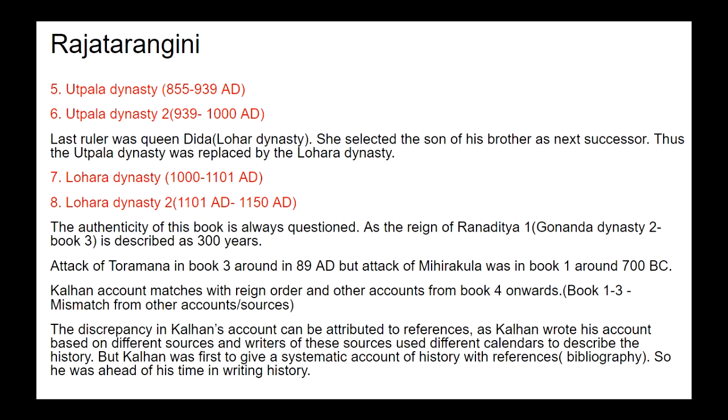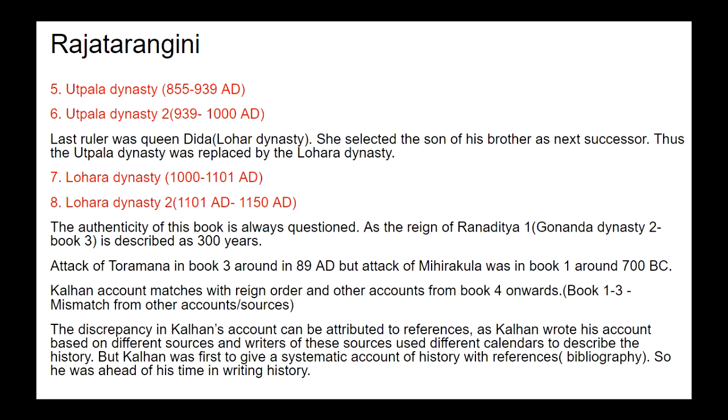Then Book 7 and Book 8 are related to the Lohar dynasty. Book 7 is related to Lohar dynasty 1, and Book 8 is related to Lohar dynasty 2. Regarding Rajatarangini, the authenticity of this book is always questioned, as the reign of Ranaditya I of Gonanda dynasty 2, written in book 3, is described as 300 years. So it was a matter of surprise how a king can rule for 300 years.